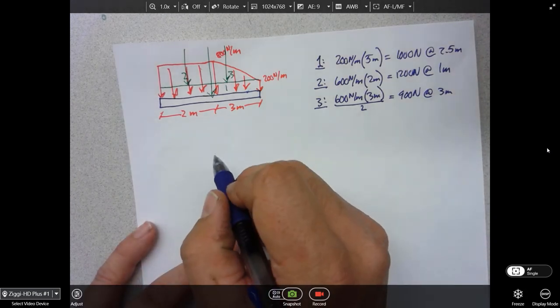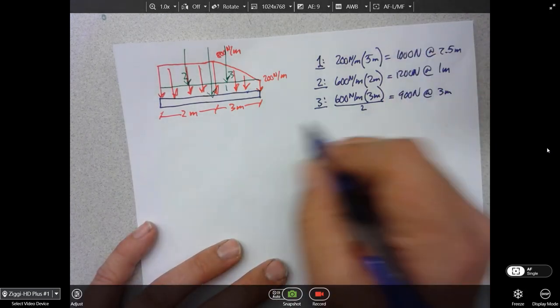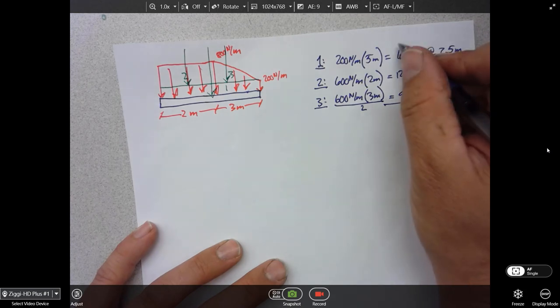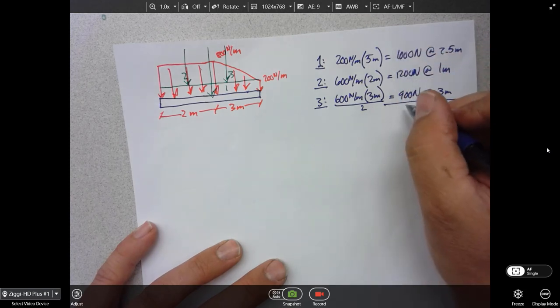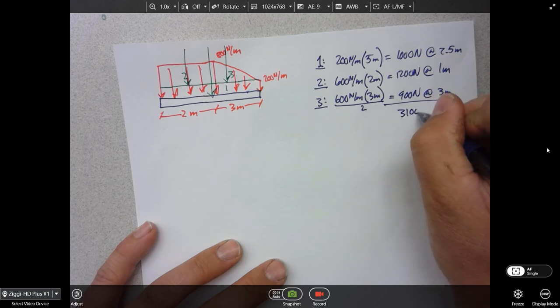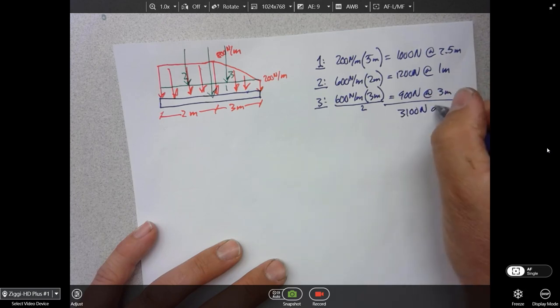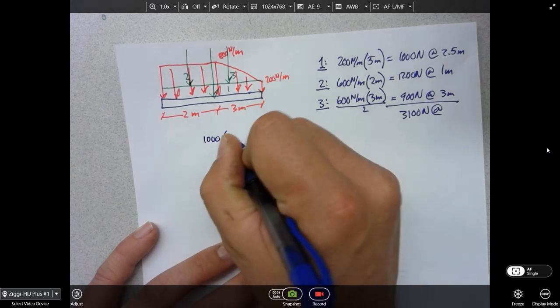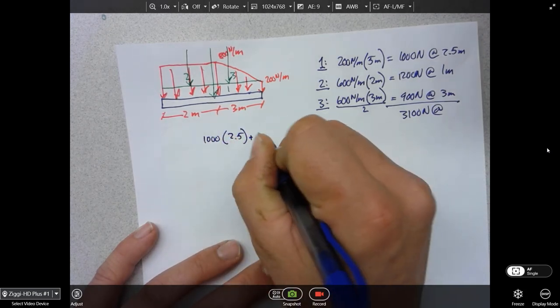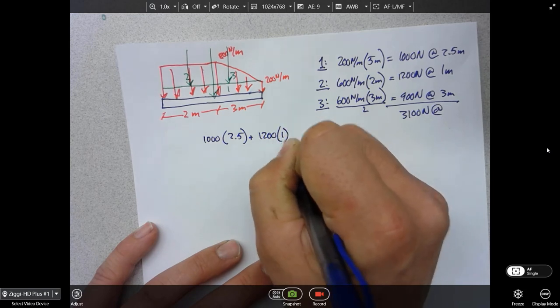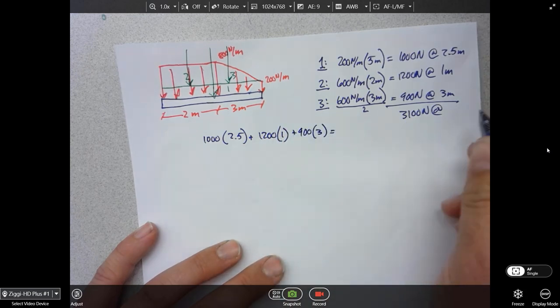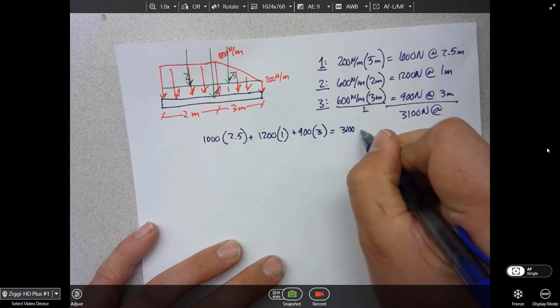So now I just need to figure out the total. It's 1,000, 1,200, 2,200 plus 900 would be 3,100 newtons. We need to figure where that's at. To do that, I'll say 1,000 times 2.5 plus 1,200 times 1 plus 900 times 3 must equal 3,100 times x.